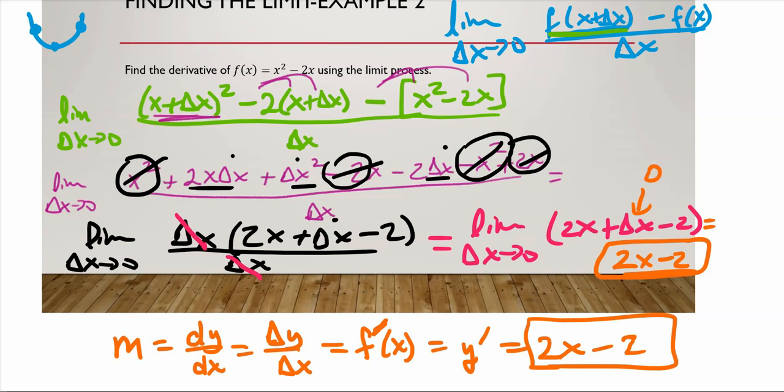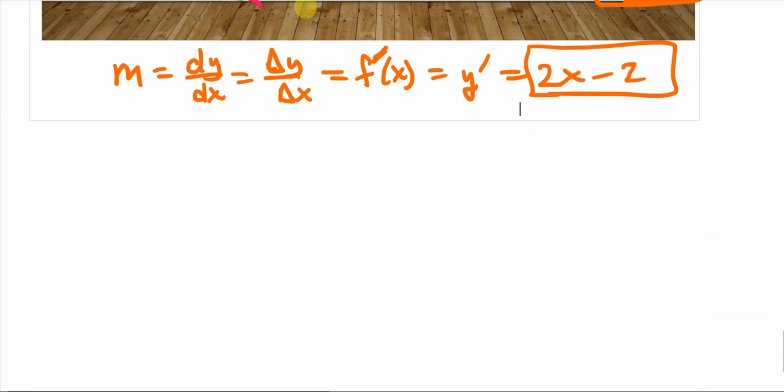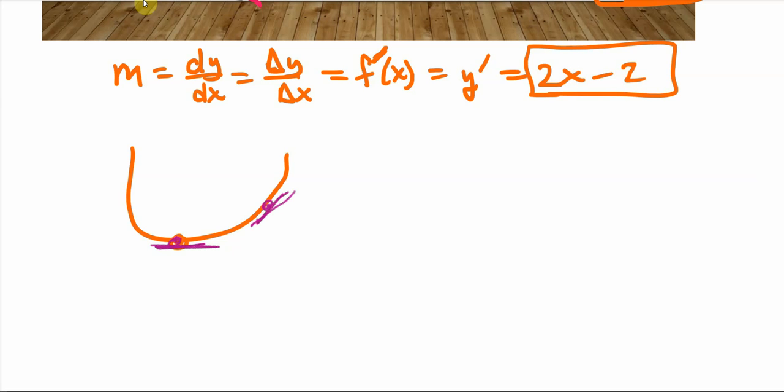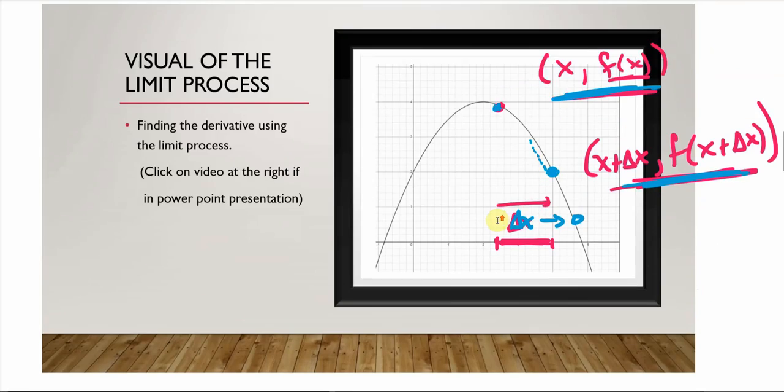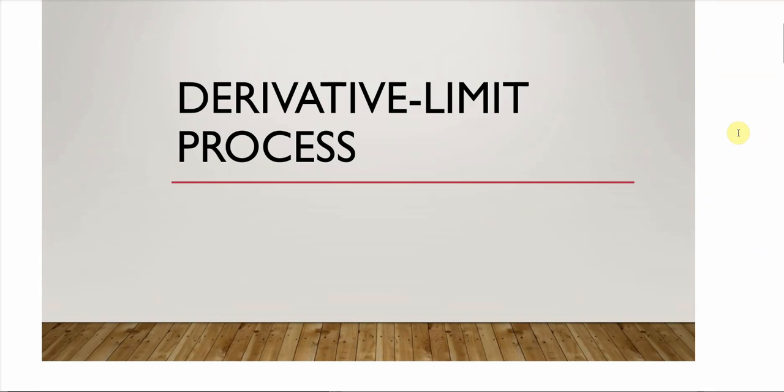Now, why does my slope have a variable in it? The reason is that here's my quadratic, and right here my slope is 0, and right here my slope is positive, and right here my slope is negative. So if you notice, at different locations on my graph I have different types of slopes. That's why there's a variable found inside my answer. All right, and that concludes the video on the derivative using the limit process.